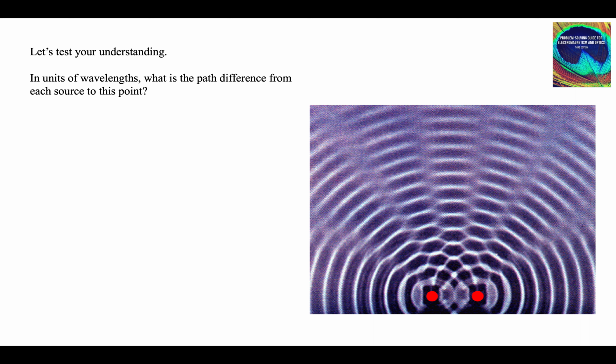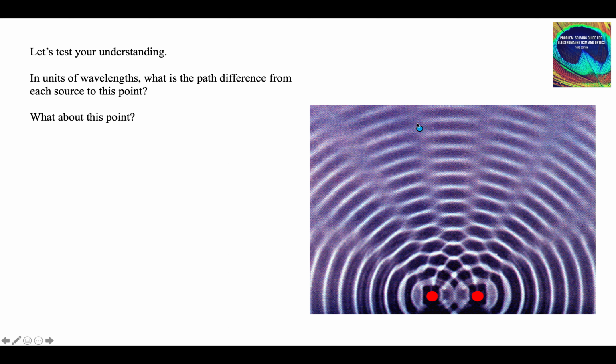In units of wavelength, what is the path difference from each source to this point, right here? What's the path difference from the right to this one, from the left to this one? The answer is 0. The paths are the same. The waves are in phase. It's going up and down wildly.